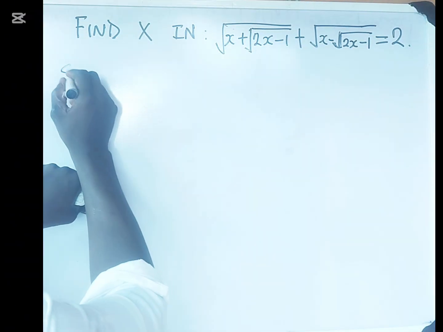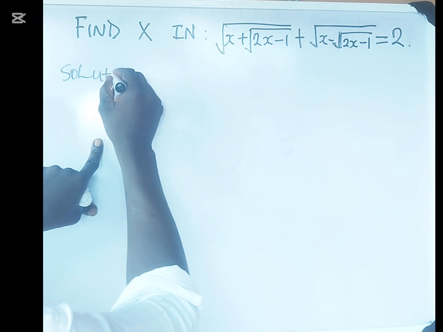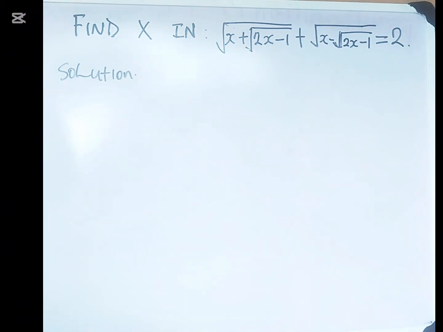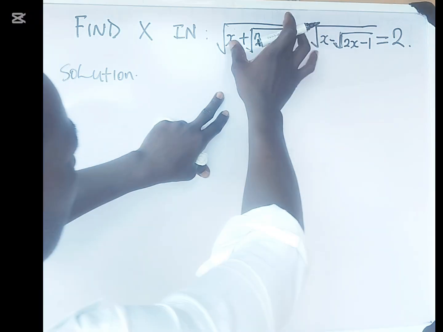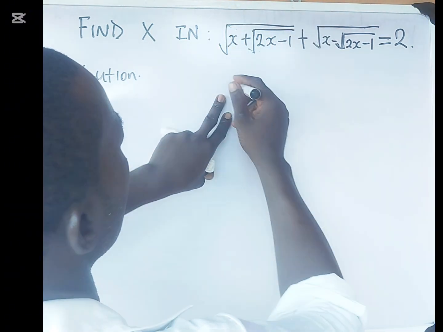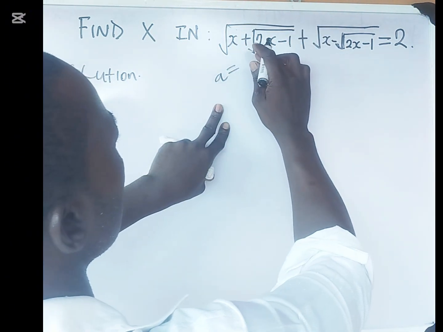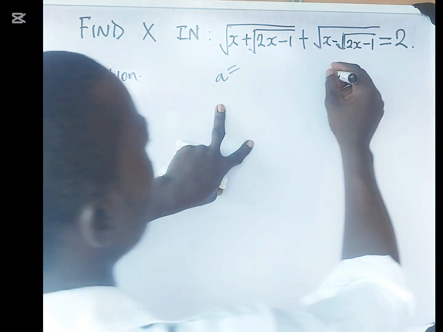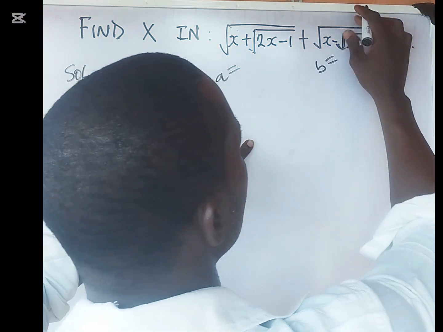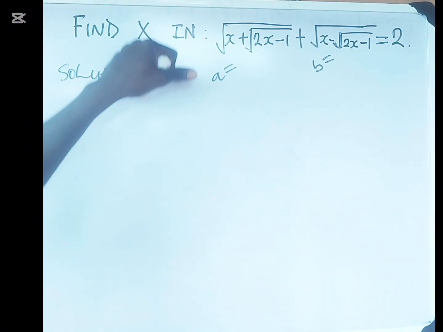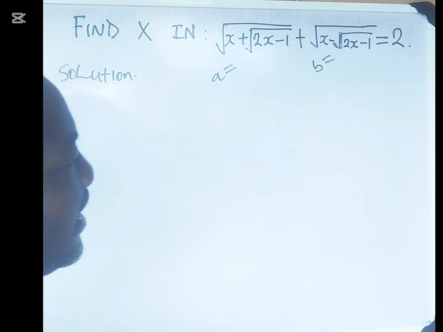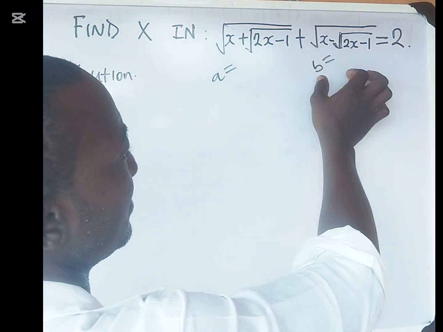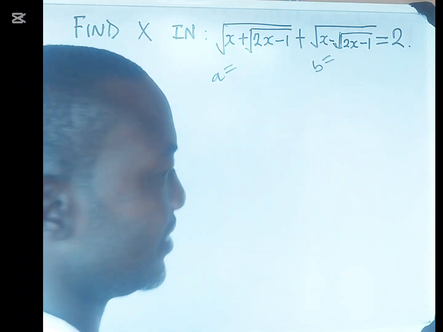All right, solution. The first thing I'm going to do now is make an assumption. Let A be equal to the whole of this term, and let B be equal to the whole of this term. So this I can replace with A, and this one I can replace with B. That is the assumption I've made.